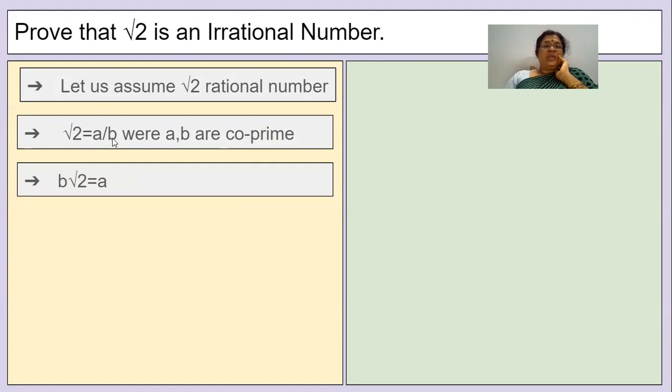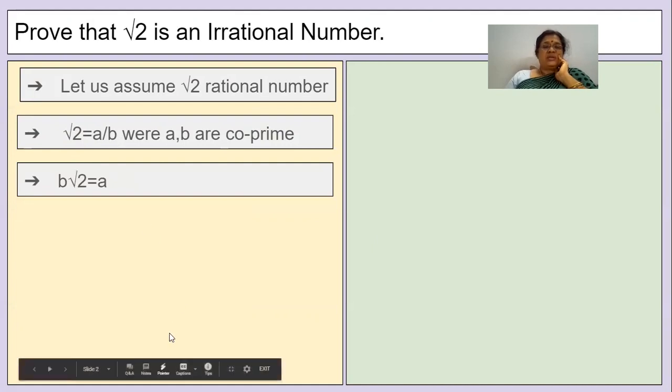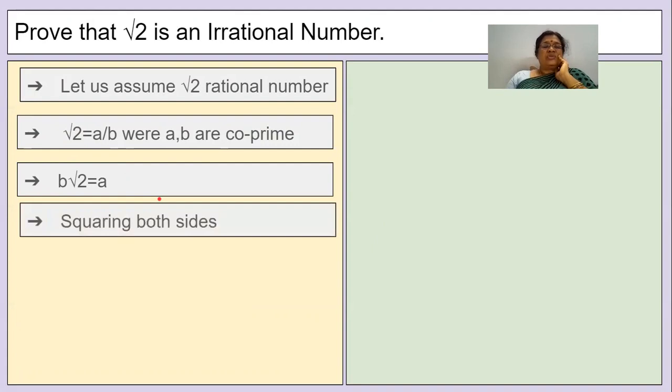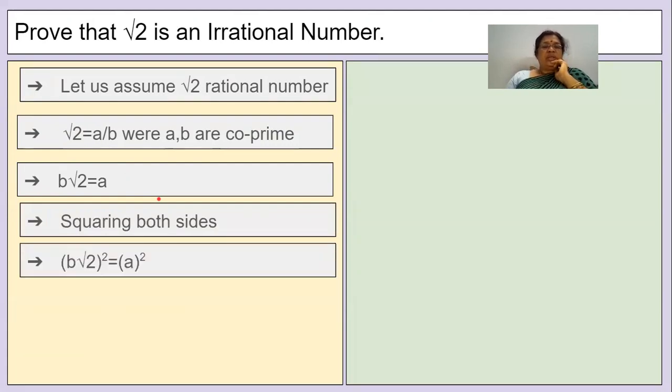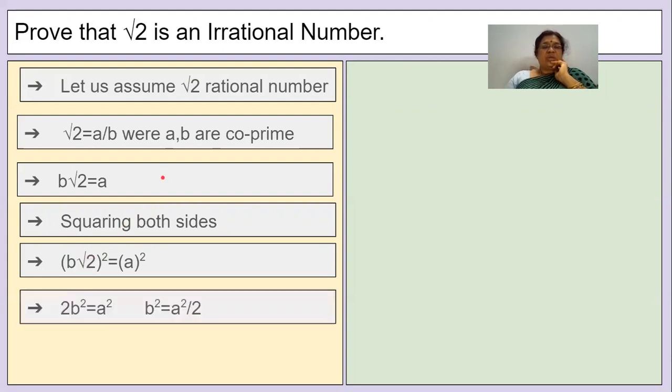So when you take this b to the other side, this can be written as b root 2 is equal to a. Now the fourth step is squaring on both sides. You will get b root 2 the whole square is equal to a square. Here the root and square will get cancelled. You will get the answer as 2b square is equal to a square.